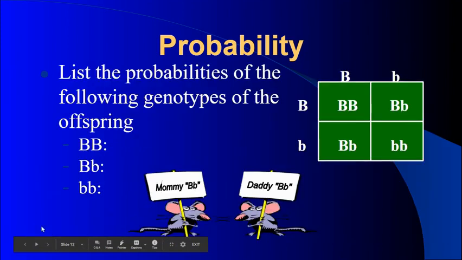So now using that Punnett square, we can list probabilities. The probability of having an offspring that's big B, big B would be 1/4 or 25%, because if you look in the boxes, only one of the four show a big B, big B. Probability of getting big B little b is 1/2. And that's because two of our four boxes is big B little b. So 2/4 can reduce to 1/2, or you could even say it's 50%. And probability of little b, little b is 1/4, because one of the four boxes is little b, little b, and that would be 25%.